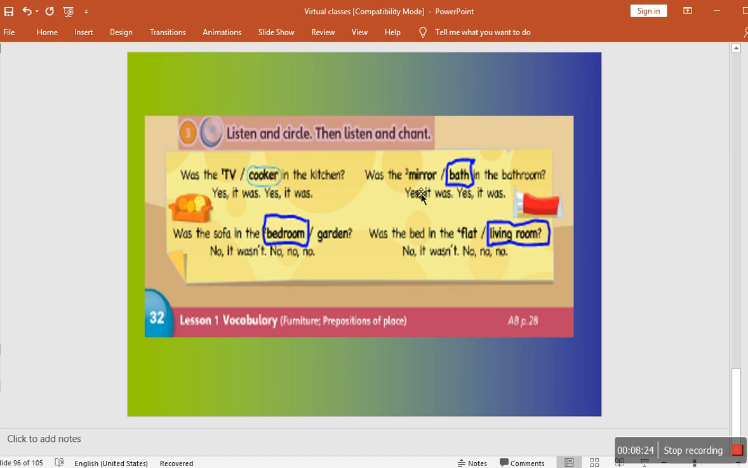Number 2, was the mirror or the bath? Yeah, the bath in the bathroom. Yes, it was. Was the sofa in the bedroom or garden? Yeah, bedroom. No, it wasn't. Was the bed in the flat or living room? Number 4. Yeah, living room. No, it wasn't.